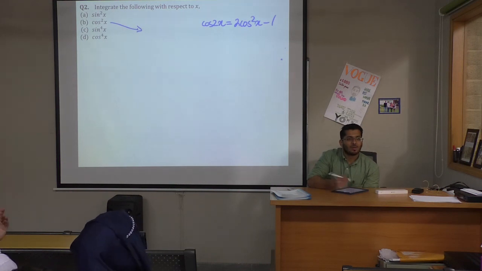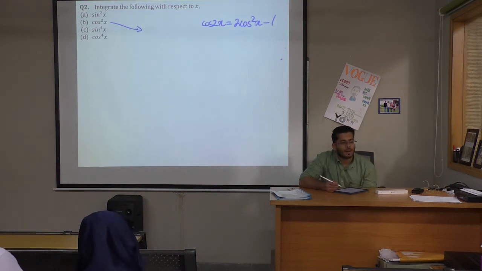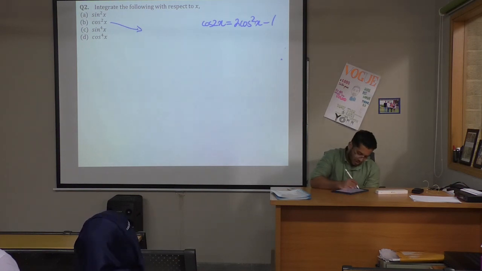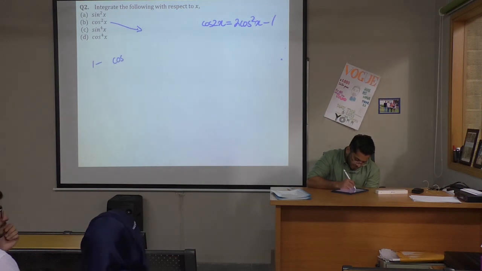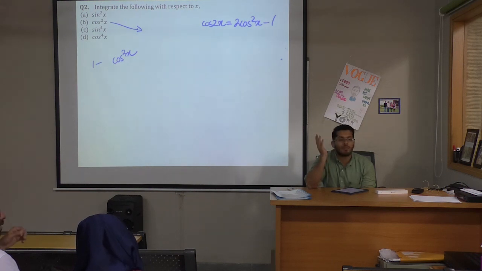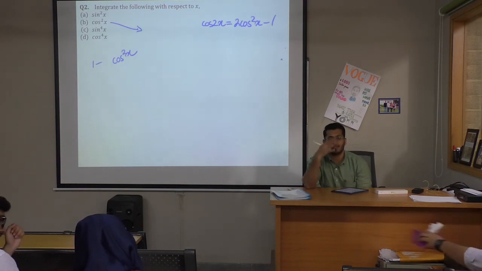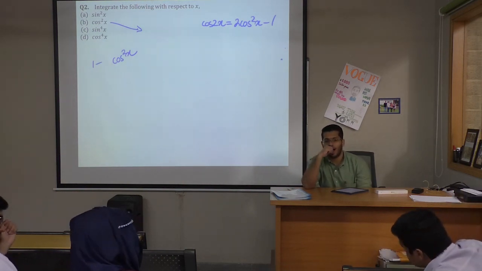Cos 2x is 2 cos square x minus 1. Can we directly write sin square x as 1 minus cos square x? Then what will happen? You are right, if we do this, you have a way of differentiating powers of sine cos, but we're not integrating it. That's the entire point of this lecture.